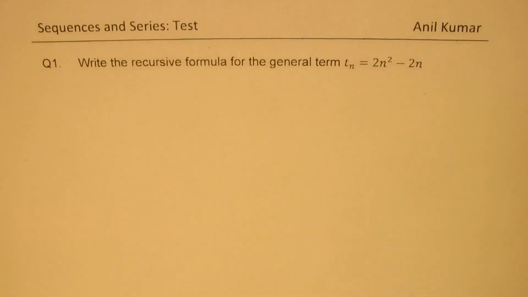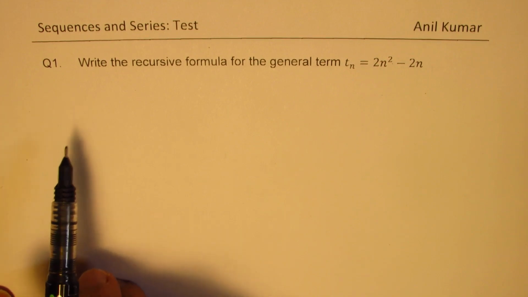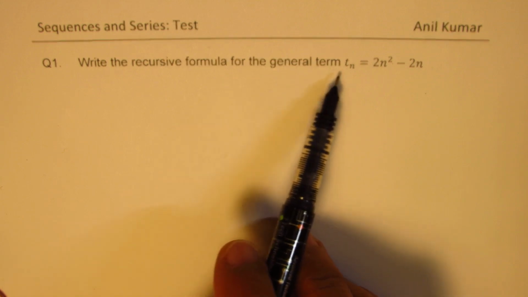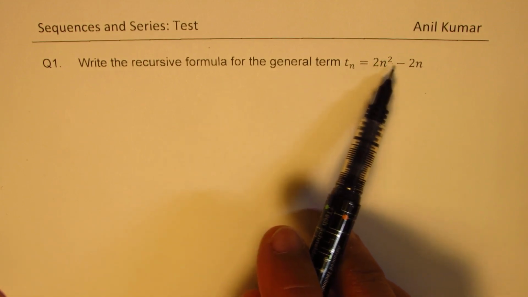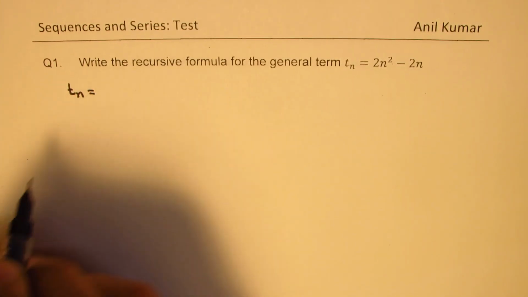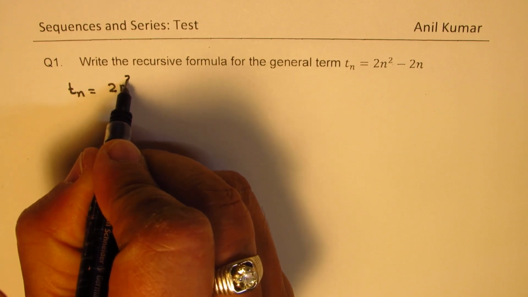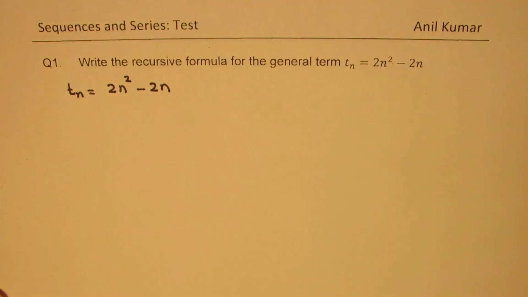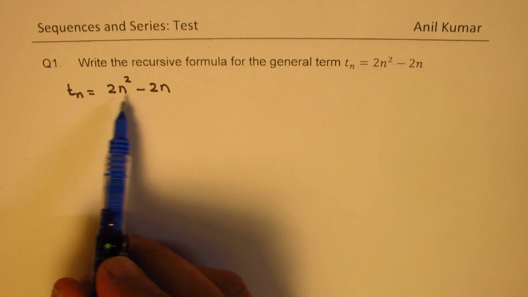So let's begin with the solution of the very first question, which is probably one of the toughest in this particular test paper. Write the recursive formula for the general term Tn equals 2n squared minus 2n. So we are given a general term which is Tn equals 2n squared minus 2n. When I say recursive formula, we have to write Tn in terms of Tn minus 1, correct? So one of the approaches for this could be that you could just write all the terms, right?